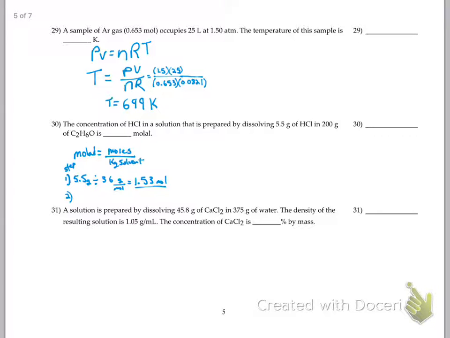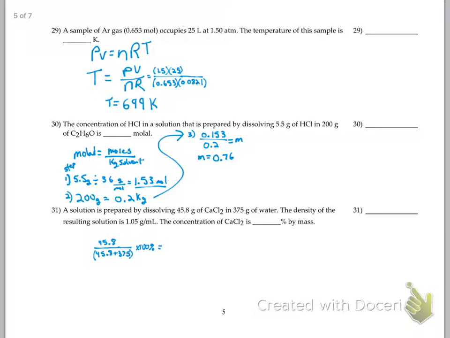Step 2 is to calculate the amount of kilograms of solvent. Given 200 grams of solvent, we have 0.2 kilograms of solvent. Now I divide those two numbers. And when I divide these two numbers, the molality is equal to 0.76, just about.